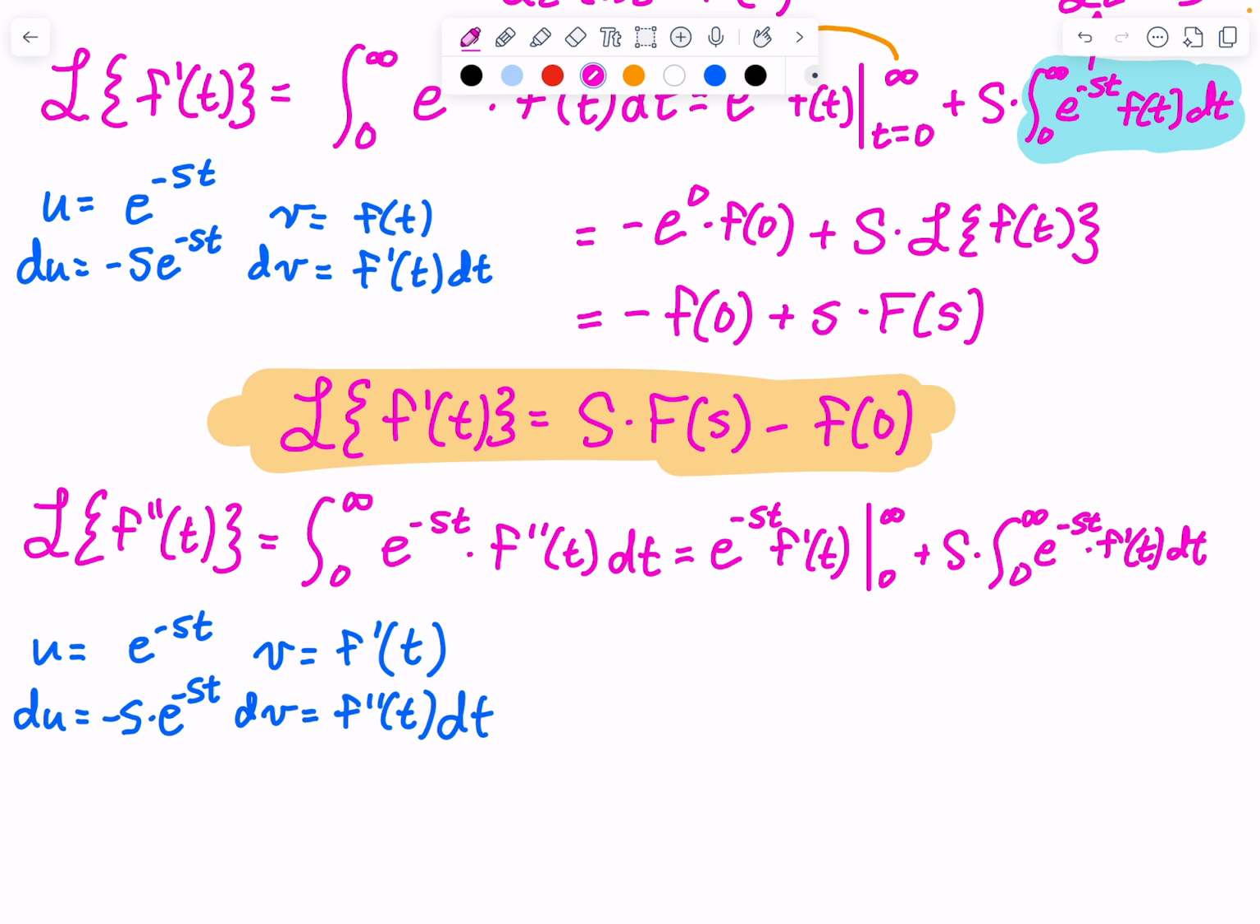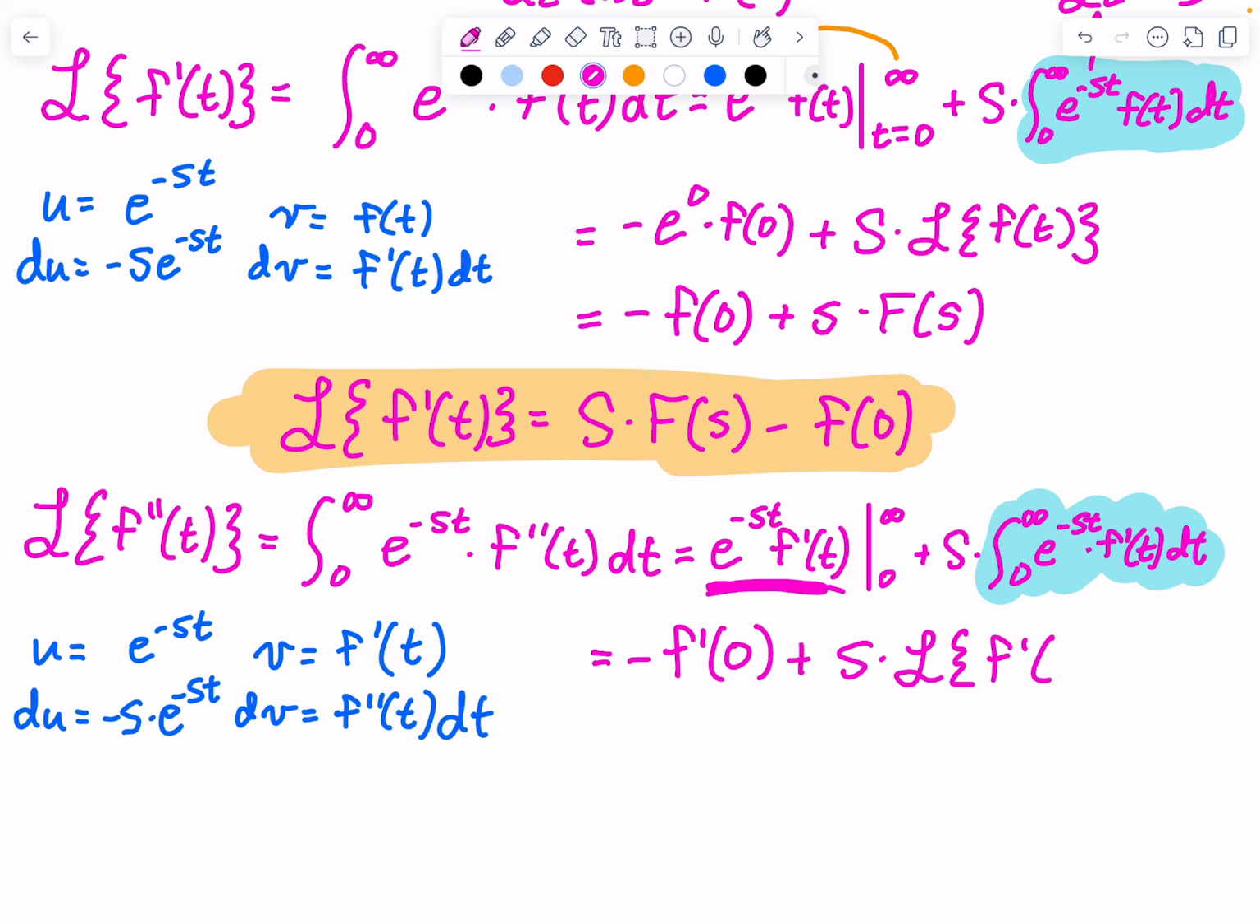Okay, so this thing here, well, that thing is just the Laplace of the first derivative. So I'm going to rewrite this. We're going to mess with this a little. Same kind of thing happens here. If we took the limit as t goes to infinity, the whole term for this part goes to 0. If I plug in 0, I'm going to get a minus. e to the 0 is 1, so I'm going to get a minus f prime of 0 plus s times the Laplace of f prime of t.